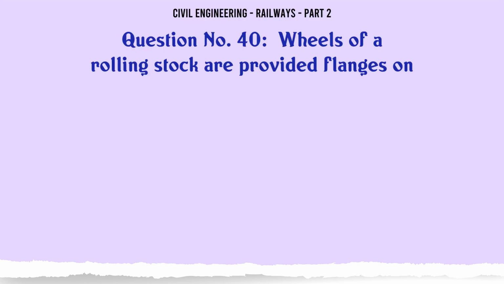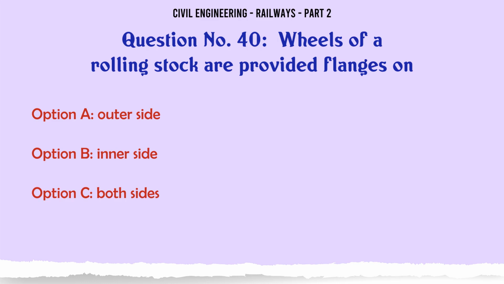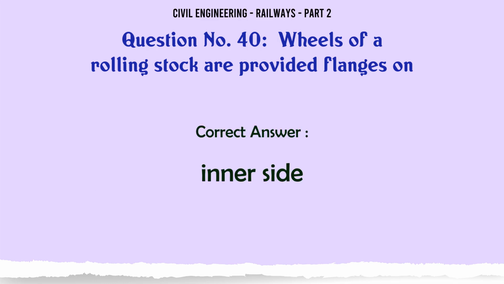Wheels of a rolling stock are provided flanges on A. Outer side, B. Inner side, C. Both sides, D. Neither side. The correct answer is inner side.